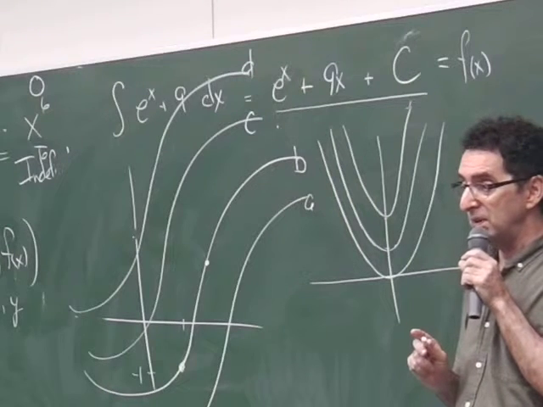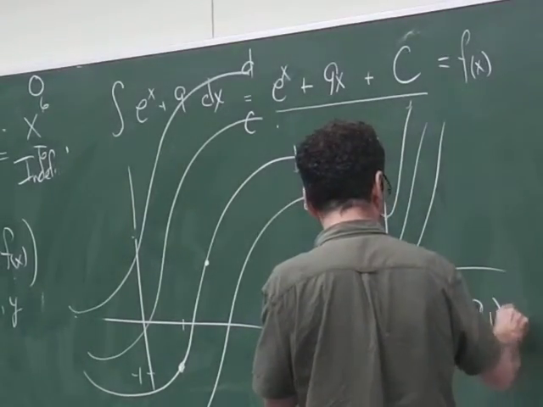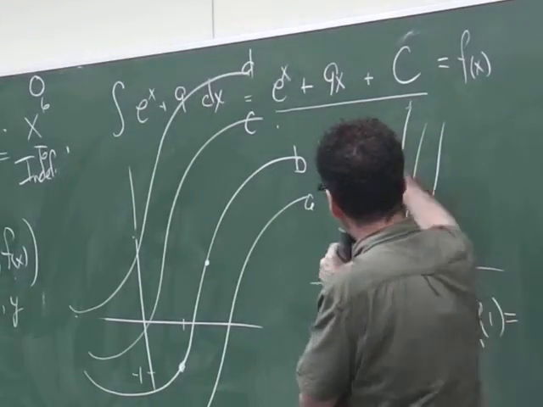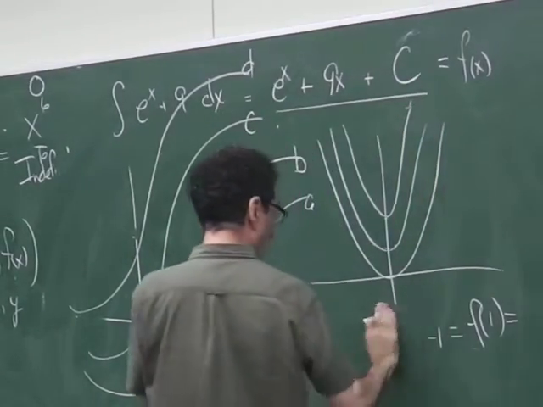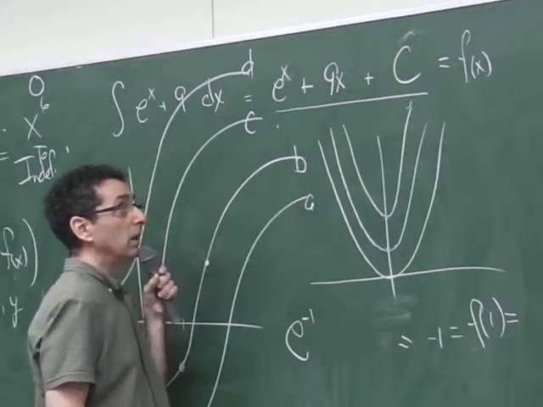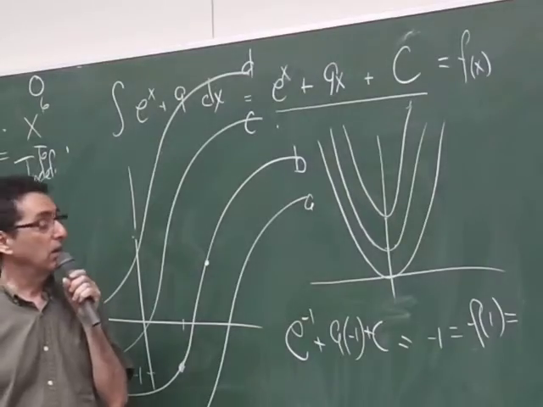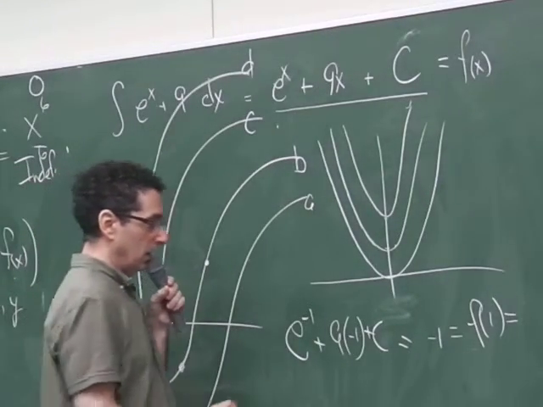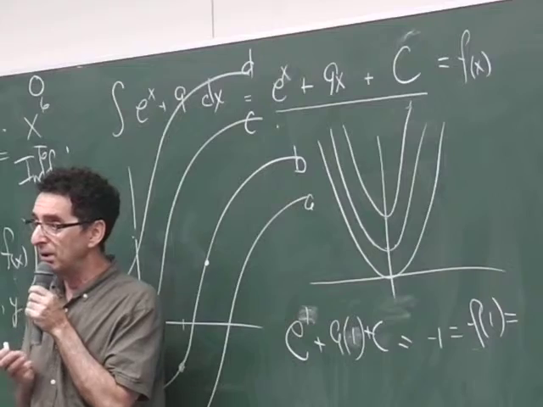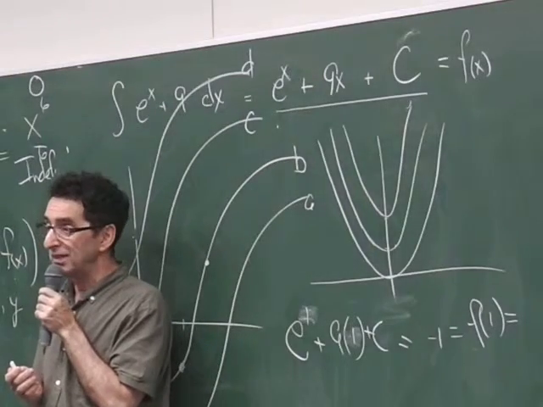But they gave us one more piece of information, the thing in blue. What does it say? F of 1 has to equal, well, let me put it over here. F of 1 has to equal negative 1. But what is F of 1 if I put it into here? E to the 1 plus 9 times 1 plus C. So now we have an equation with all numbers except for C. So that should be easy to figure out what C is, right?